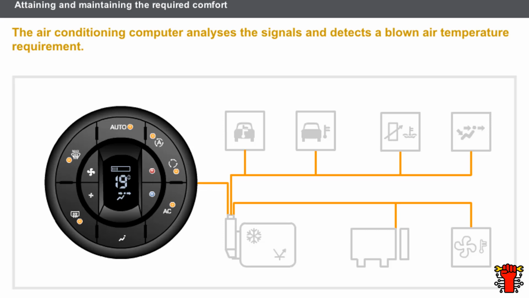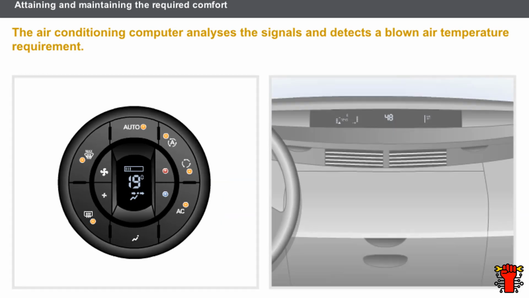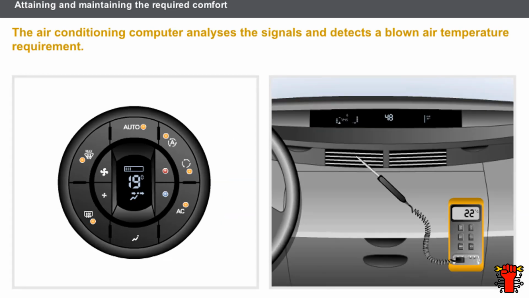Let us first look at the blown air temperature calculation. The blown air temperature instruction depends on the following parameters. The user's temperature instruction. The inside temperature. The outside temperature. And the coolant temperature. To obtain the thermal comfort level, the difference in temperature between inside and out should not be too significant. The air conditioning computer uses its analysis to detect a requirement for a hotter or colder blown air temperature in relation to the user's heating control.